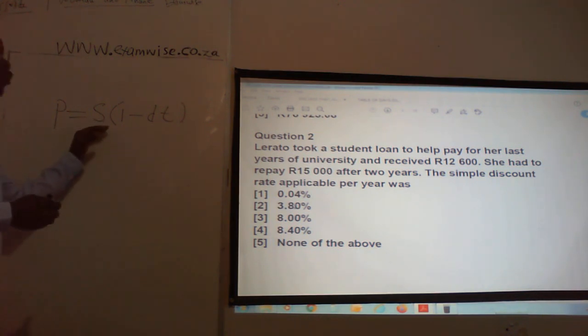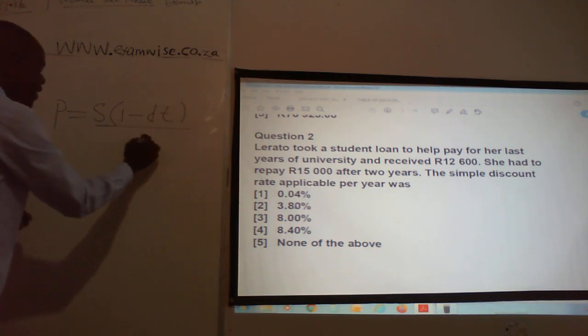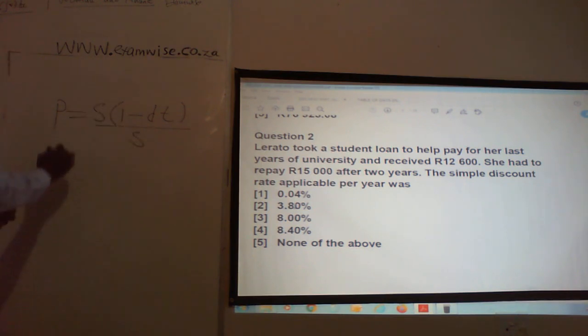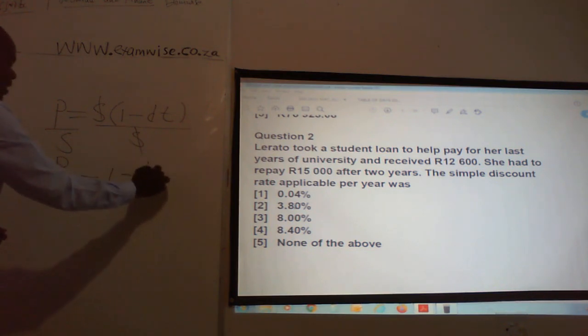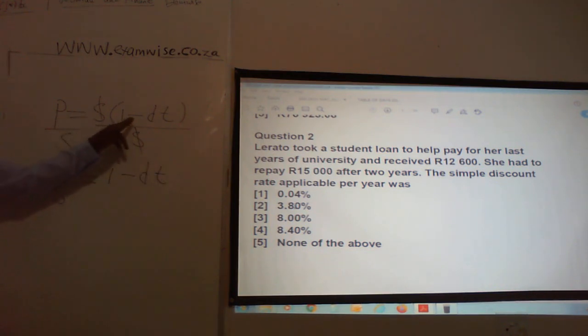So the first thing to do here is to take S to the left hand side. To take S to the left hand side, we simply need to divide both sides by S. If we divide both sides by S, this S and this S will cancel each other. Then on our left we'll be having P divided by S is equal to 1 minus dt. So here we are only left with 1 minus dt.